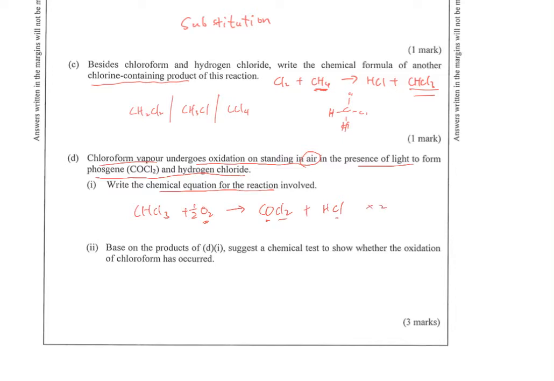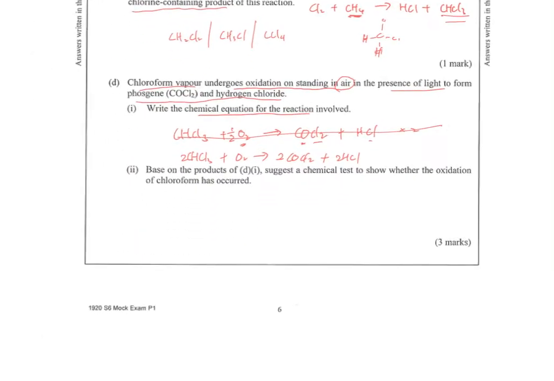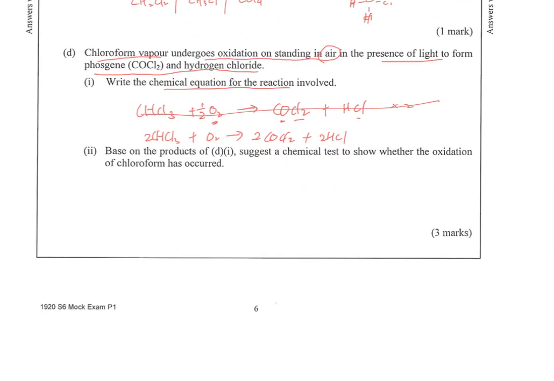So the overall equation should be 2CHCl3 plus O2 becomes 2COCl2 plus 2HCl. Okay, so we cross out this one. And then based on the products in the equation, suggest a chemical test to show whether the oxidation of chloroform has occurred.